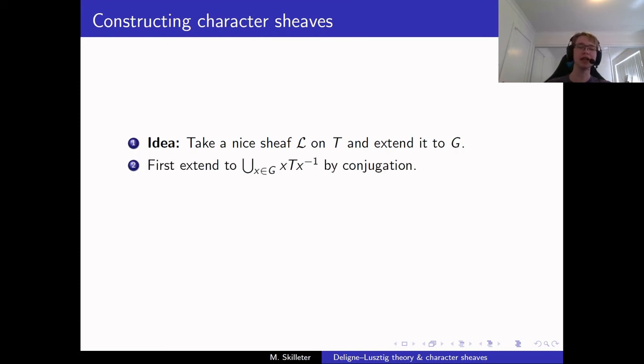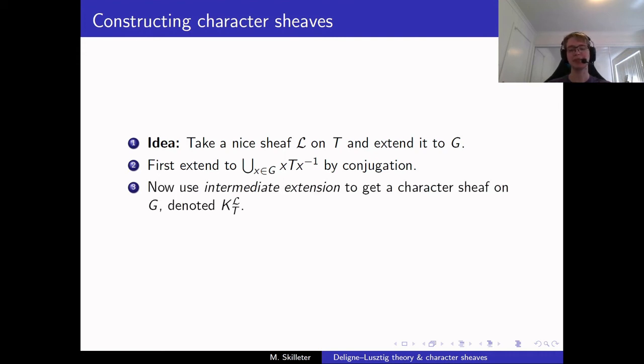So what we're going to do is take our sheaf L and extend it to all of the conjugates of T by conjugation. Now, it turns out that this union of conjugates of T is dense in G. So we can now extend this conjugated sheaf to a sheaf on G using a process known as intermediate extension. Now, the technical construction of intermediate extension is not so important. What you should think is that the resulting sheaf on G is the closest possible approximation of our conjugated sheaf. And that's it. That's the entire process. We call the result a character sheaf and denote it K_L^T.